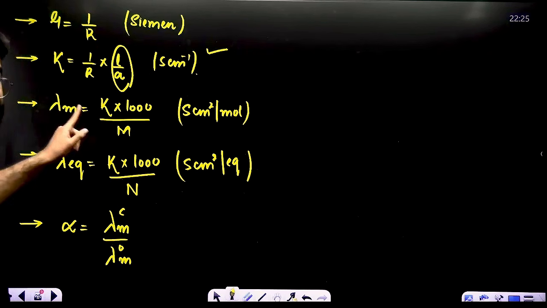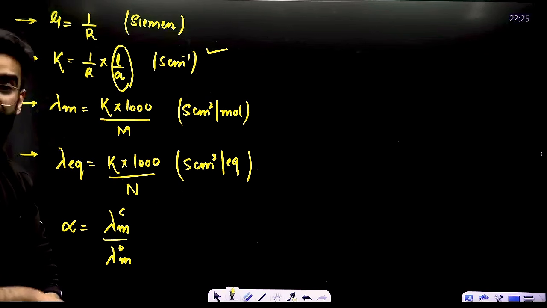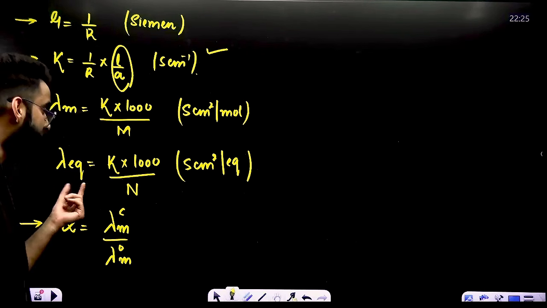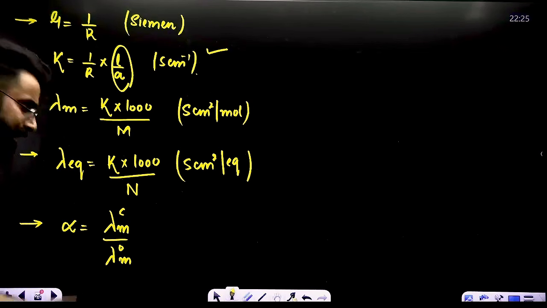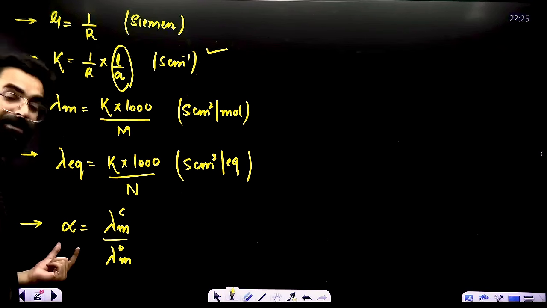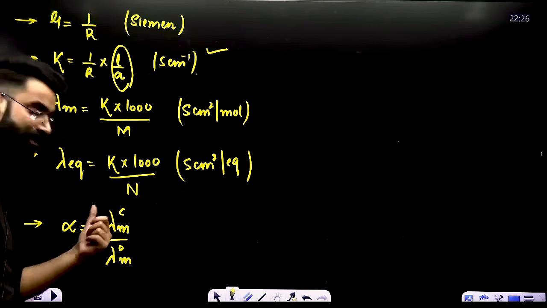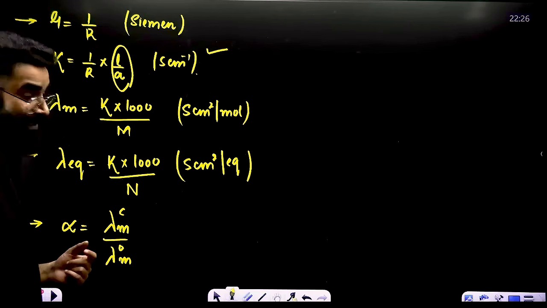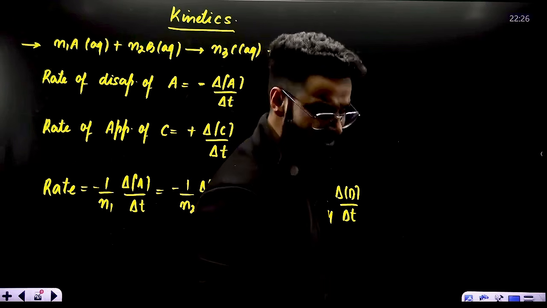Molar conductivity is equal to kappa multiplied by 1000 by molarity if you are supposed to calculate it in Siemens centimeter square per mole. Equivalent conductivity, kappa multiplied by 1000 by normality, Siemens centimeter square per equivalent. Degree of dissociation of the weak electrolyte is equal to molar conductivity of the weak electrolyte at a given concentration divided by molar conductivity of the same weak electrolyte at infinite dilution. So these were few results which are related to your electrochemistry.